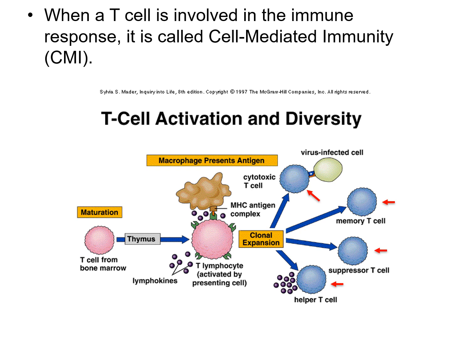So in the picture below, I have different types of T cells. We have the memory cells. We have the cytotoxic cell. We have the suppressor cell. We have the T helper cell.